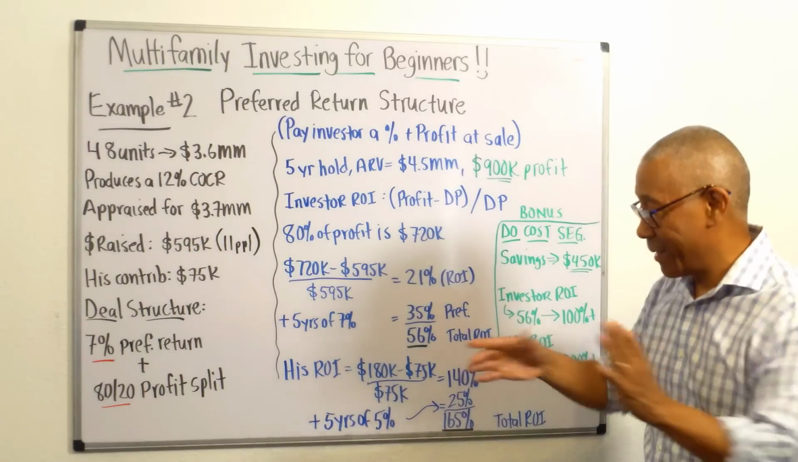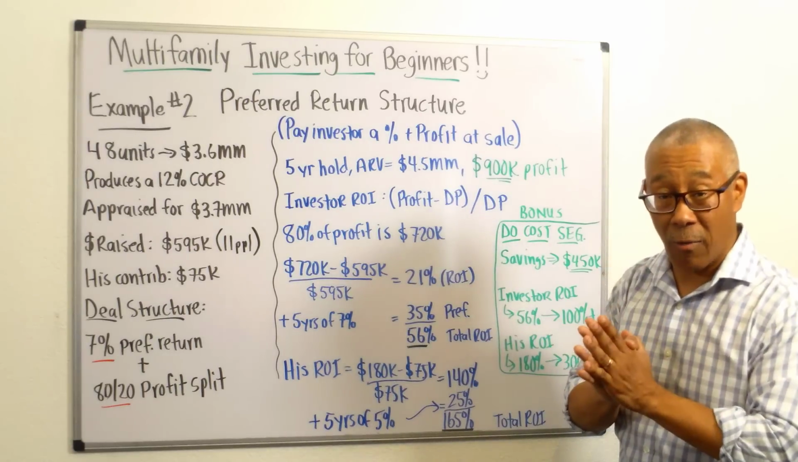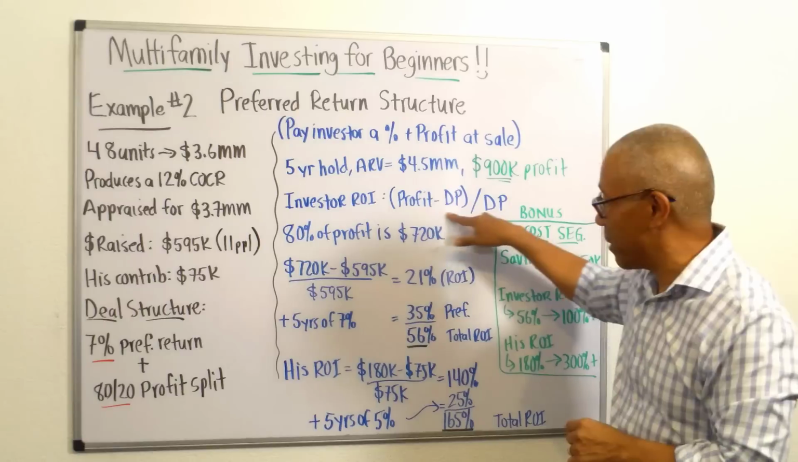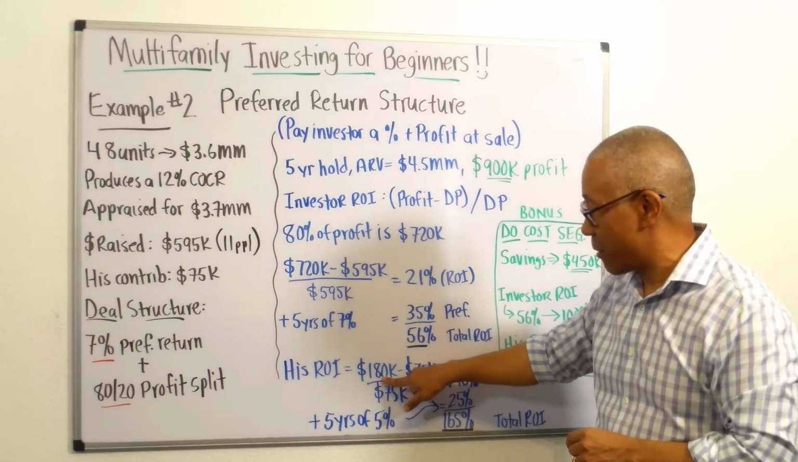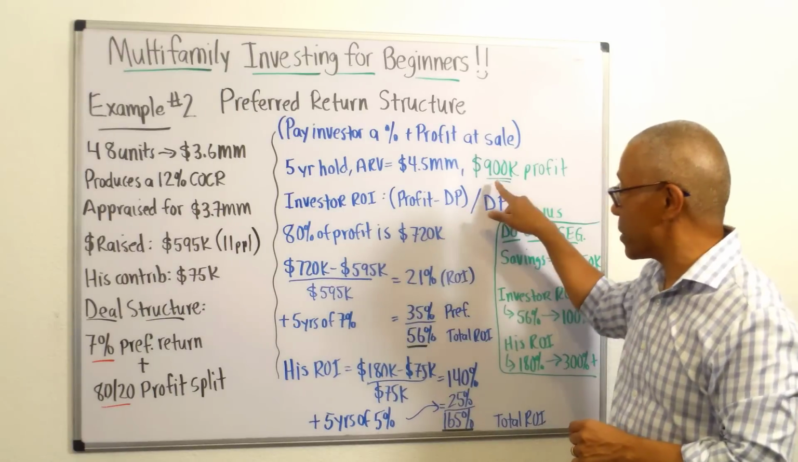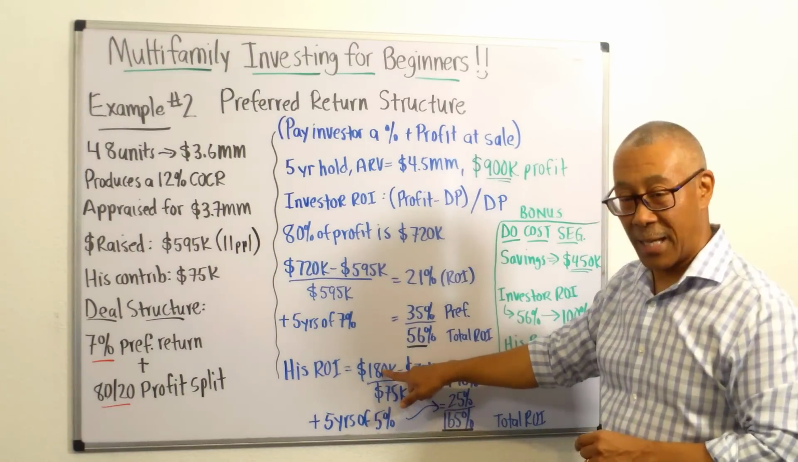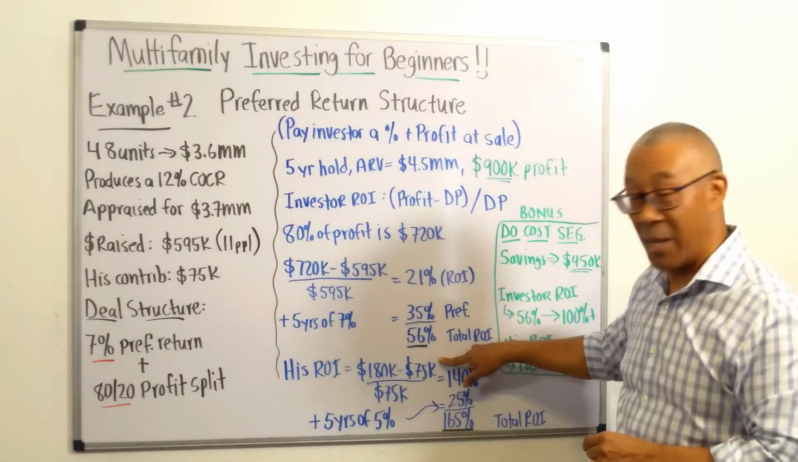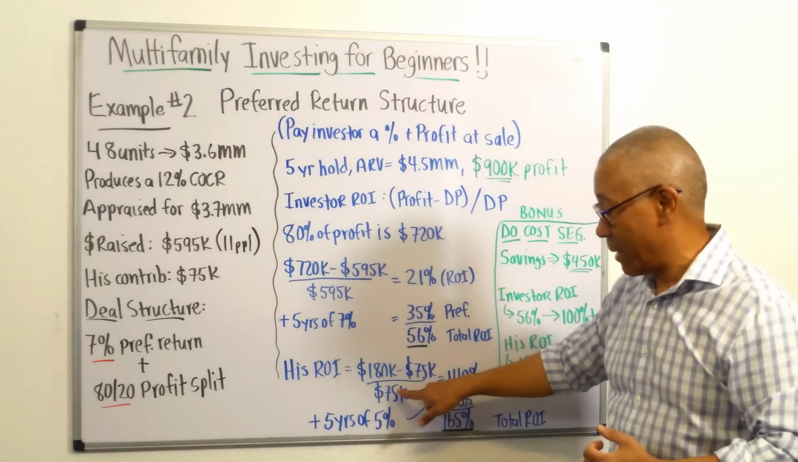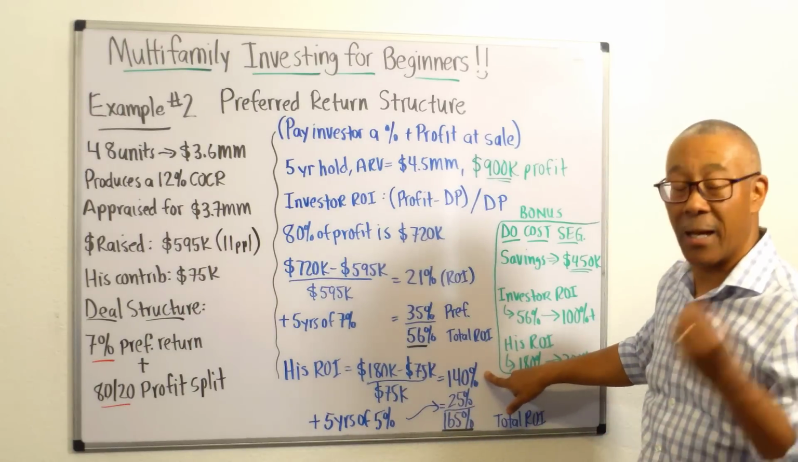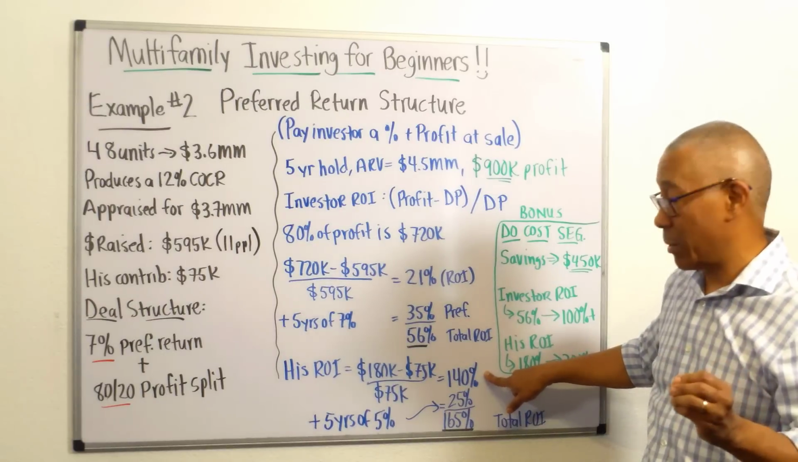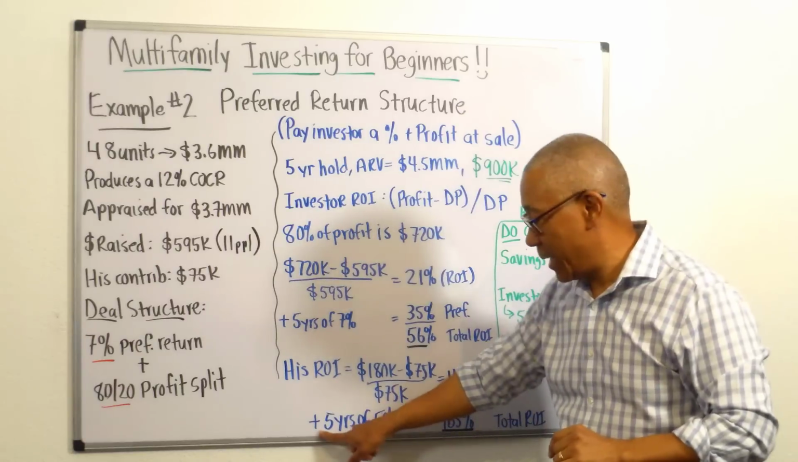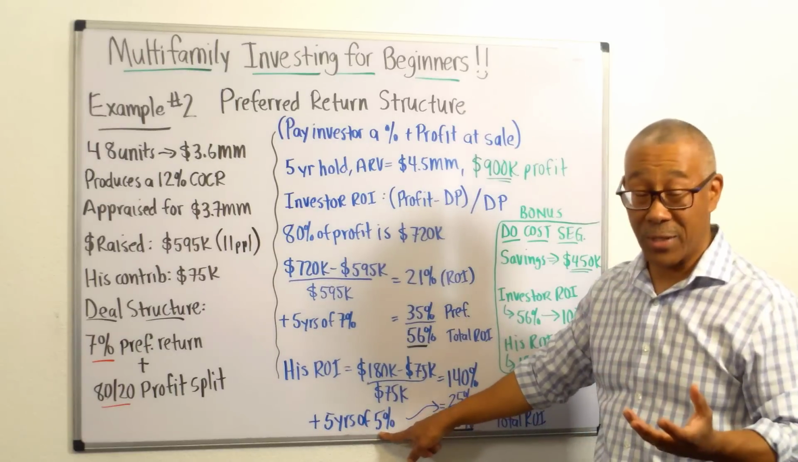Got it? Okay. Now, what is our student's ROI? Let's do the same math, same calculation. Okay, so his profit is $180,000. Remember, he gets 20% of this. Okay, that's $180,000 minus his down payment of $75,000 divided by $75,000. So our student is making 140% ROI. Incredible, right? But don't forget, he's also making 5 years at 5%, right?